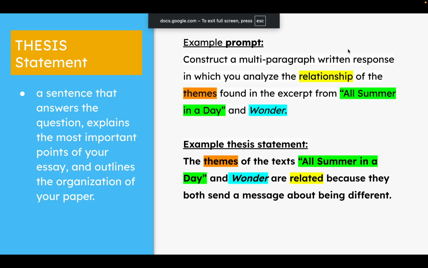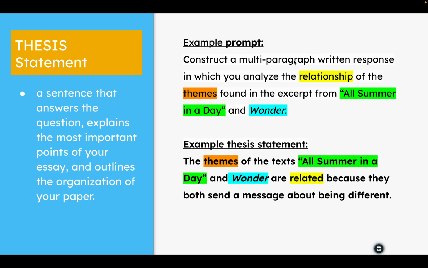So for the example prompt, what we want to do, and just anytime you get a prompt, is you want to identify the important words that need to go in your thesis statement. And your thesis statement is basically a topic sentence, but for your entire essay. So in the example prompt, I found that the most important words that I need to include in my thesis statement were relationship, themes, and then the titles of the 2 texts.